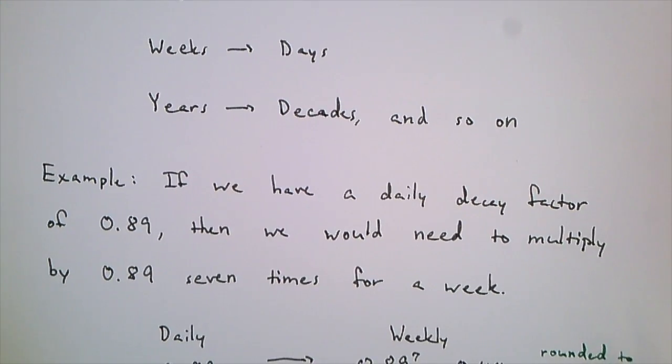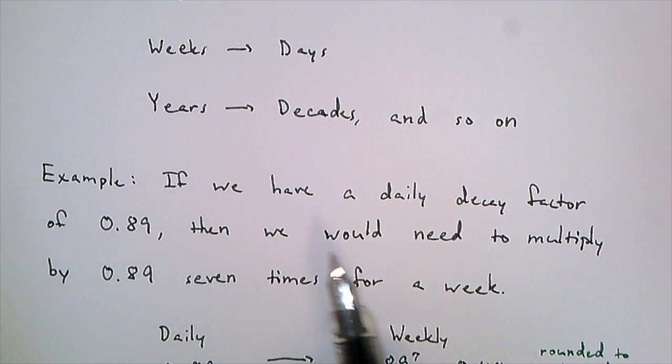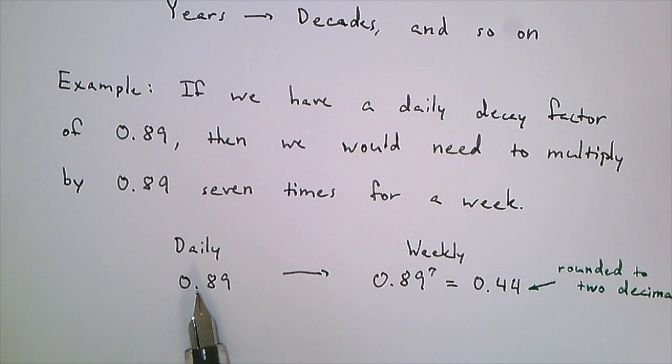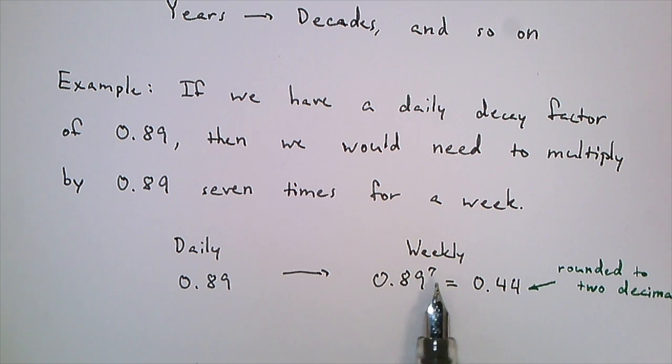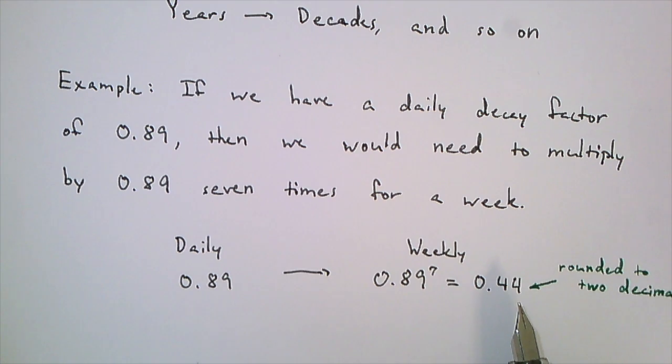Here's an example. If we have a daily decay factor of 0.89, then we would need to multiply by 0.89 7 times to get the decay for a whole week. So what that means is our daily decay factor becomes a weekly decay factor by multiplying by 0.89 7 times. So we take 0.89 and we put 7 in the exponent. This is something that you'll probably want to put in your calculator, and when you do, you'll get 0.44, and I've rounded this to 2 decimal places.